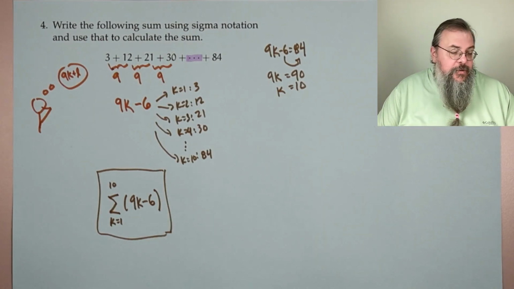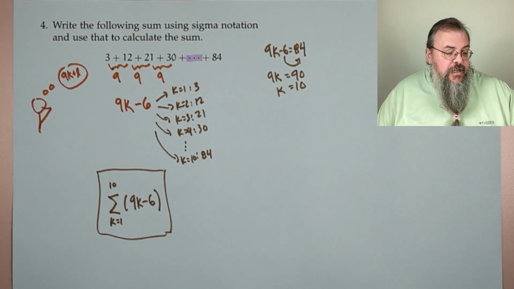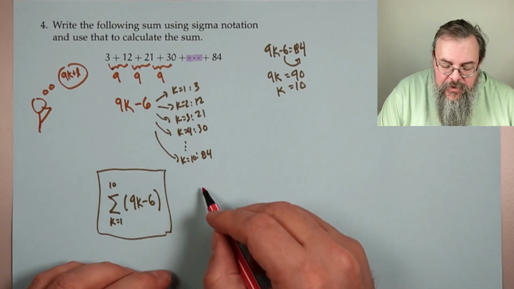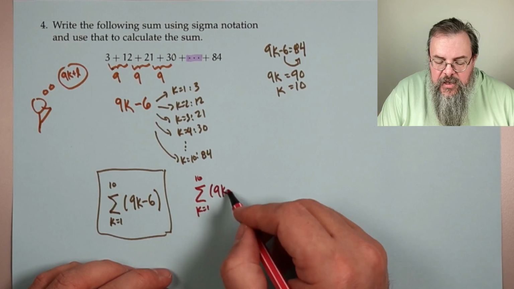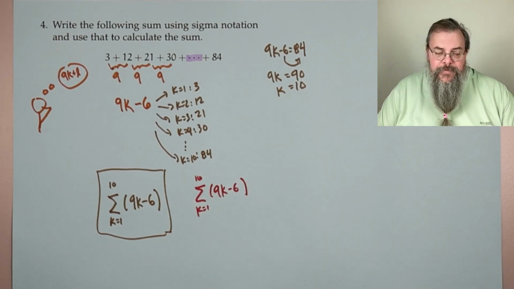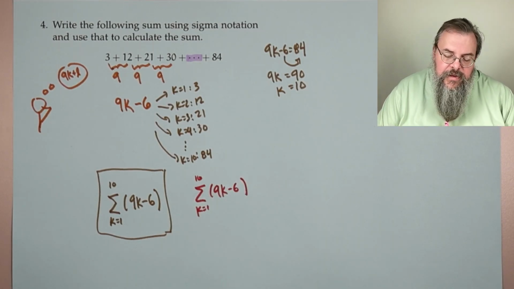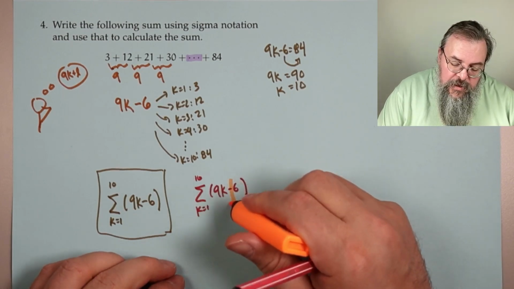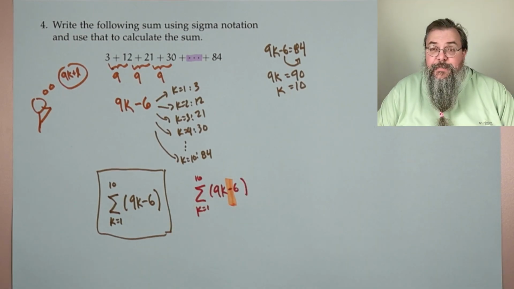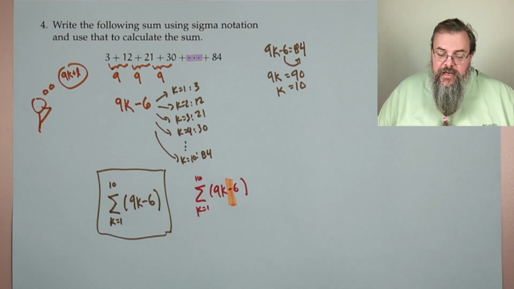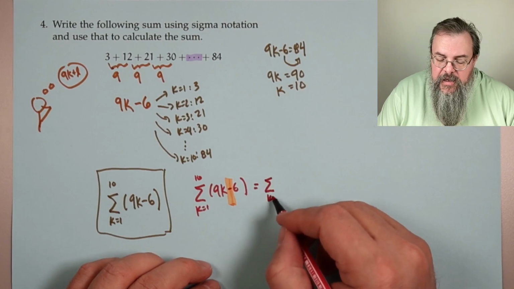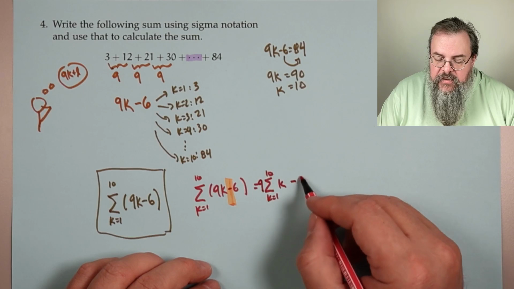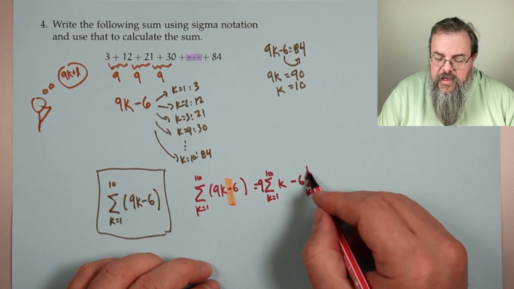Since we're doing a different idea here, let me switch colors. All right, I have a different color here. So here's the idea. We're going to take advantage of linearity. We've got a nice subtraction here, so let's use that to break it up into two easier to digest sums. So this is the sum, k equals 1 to 10 of k, but pull out the 9, minus 6, sum k equals 1 to 10 of 1.